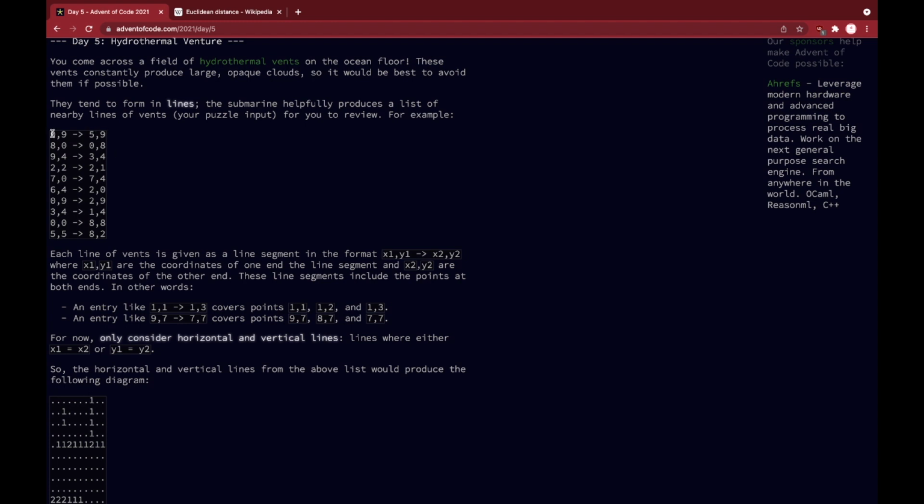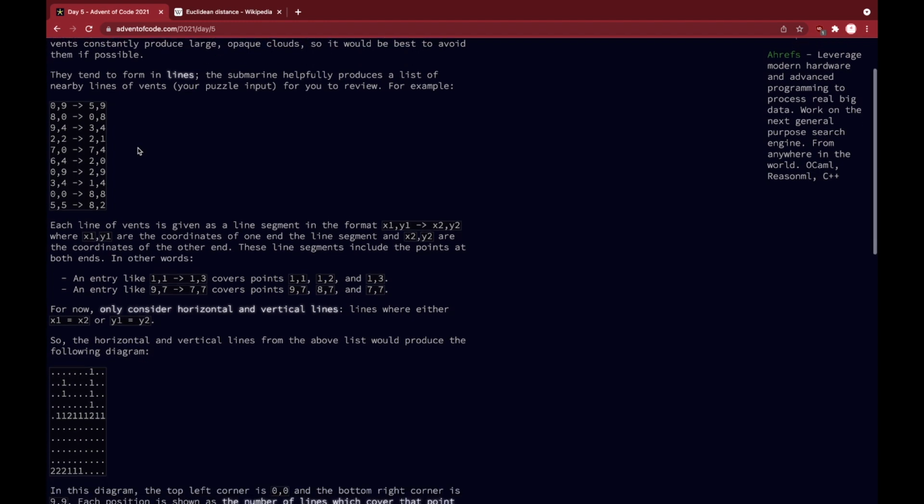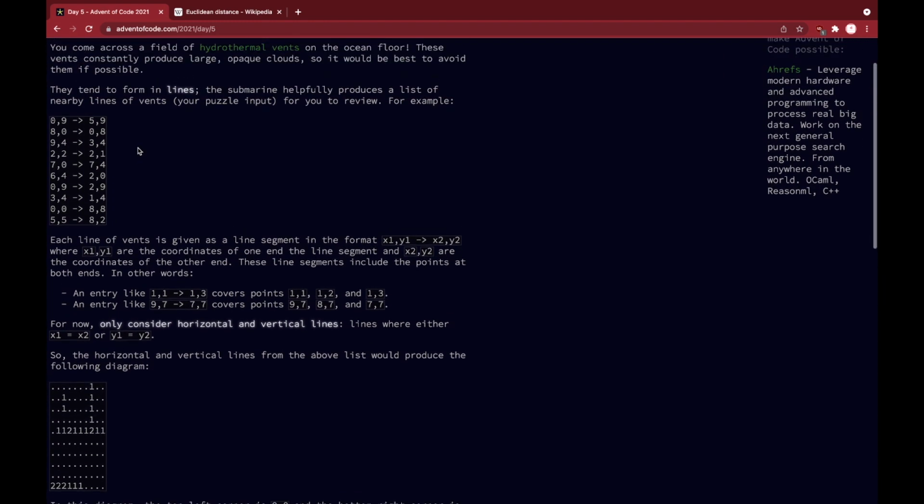So you see this will make up a line from 0 all the way to 9. So you will see this will make a straight line from the 0, 9 coordinate to 5, 9. Nothing super fancy at that point.